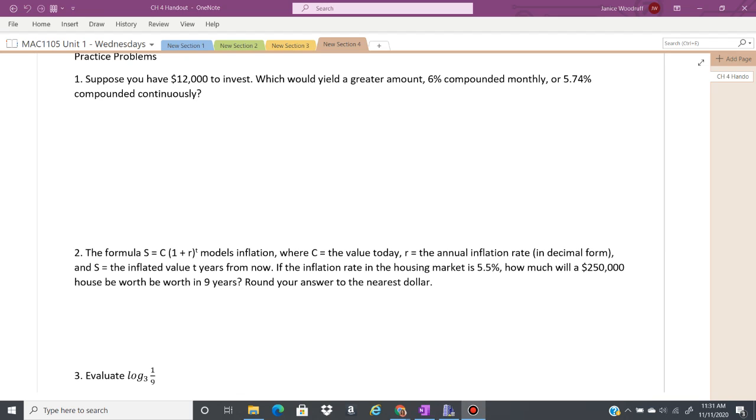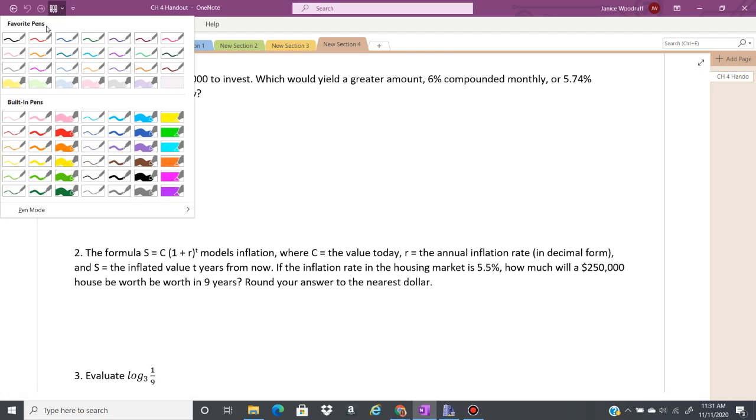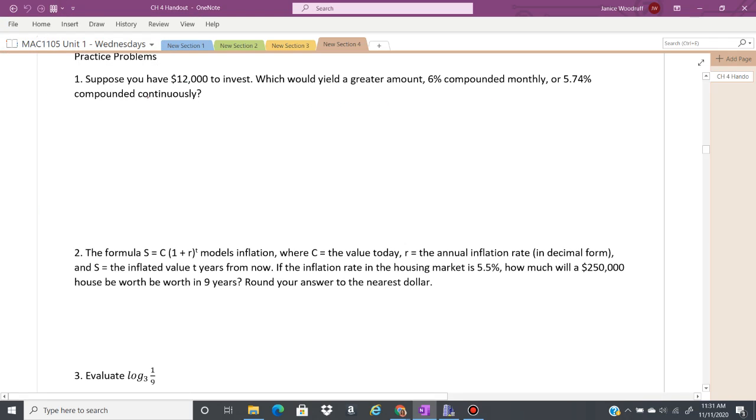So in the first problem, we have $12,000 to invest, which would yield a greater amount, 6% compounded monthly, or 5.74% compounded continuously. So let's start with the monthly. Now, what I have not given you in this problem is a time period. So this one, it might depend on the amount of time. So I'm just going to use 10 years, and we're going to use that as our time period here to answer the question. It might be different with 5 years and 15 years, and we can look at that and see how close these are.